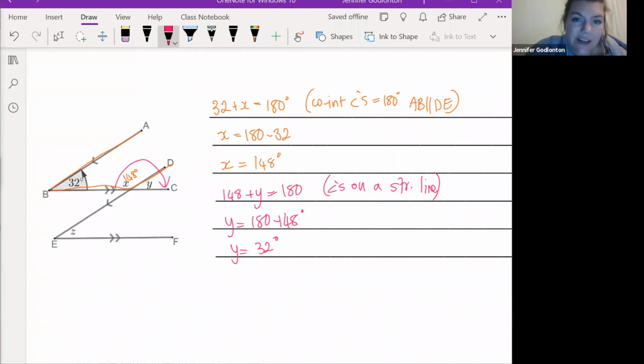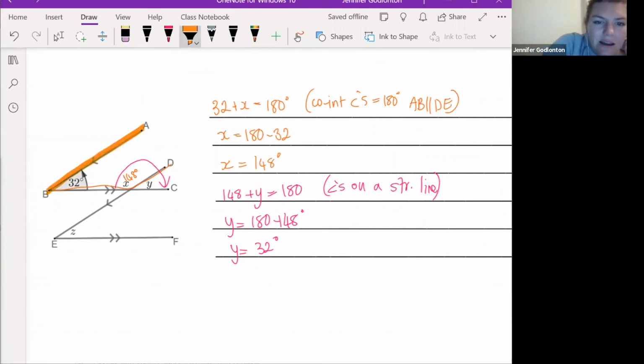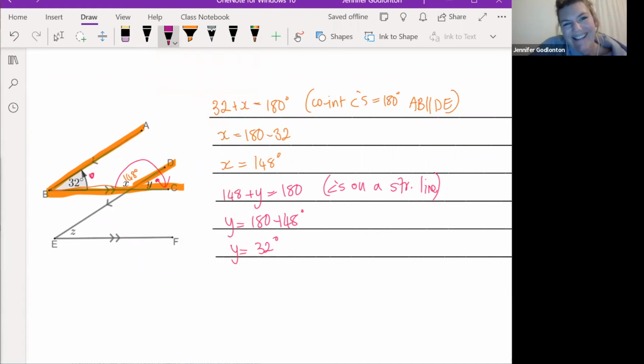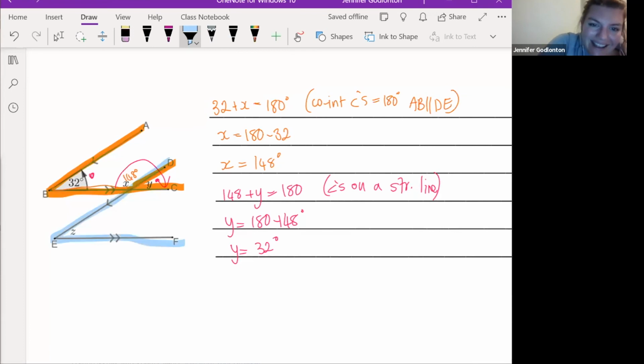We could have done angles on a straight line. We could have also done corresponding. So we could have also said that Y is equal to 32 because they are corresponding angles. Okay, Fatu, tell me how I am going to find Z. Z is equal to Y, because it is corresponding angles. Yes, Z is equal to Y because of corresponding angles.